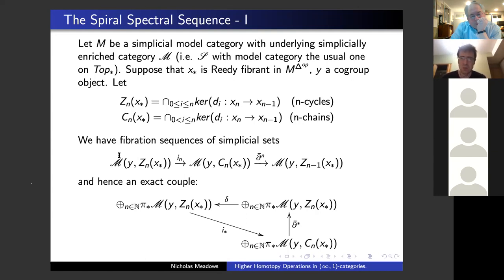And the map delta will be induced by the boundary map there, and the maps del star and i star are induced by these i_n and del_n's. So we have a vertical and a horizontal grading here. The horizontal grading we can think of as corresponding to Z_n of X star, our choice of n. And our vertical grading is based on the choice of homotopy group we're interested in.